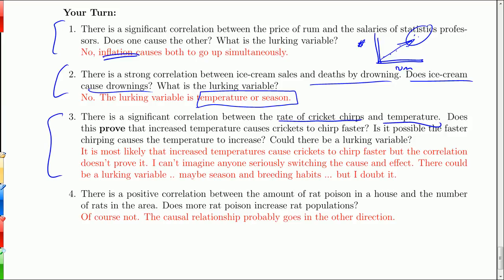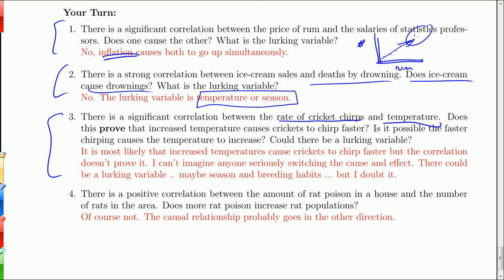Maybe there's something about the mating season. As the summer proceeds, maybe they get a little more desperate for a mate. They rub their legs together faster, and that just so happens to correlate with temperatures getting warmer. But more than likely, and you don't want to throw out reasoning, right? More than likely, warmer temperatures loosen up those tiny little cricket legs, and they're able to chirp faster. But I guess I could be wrong.